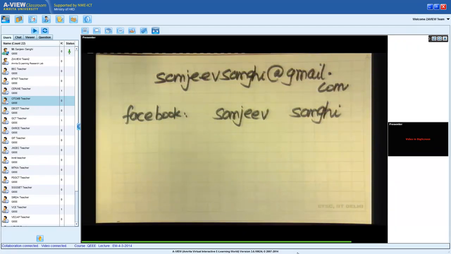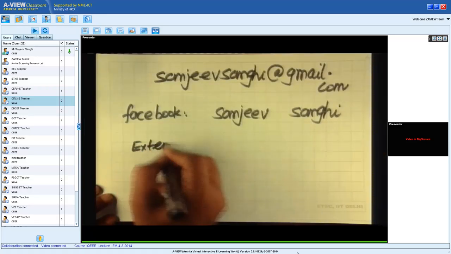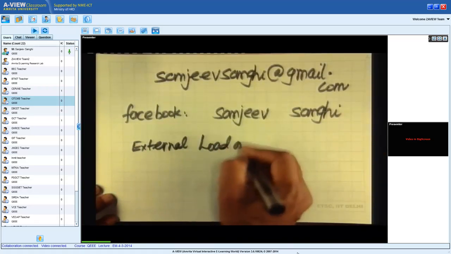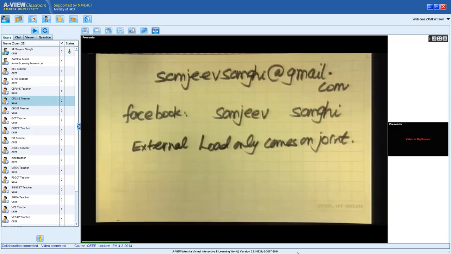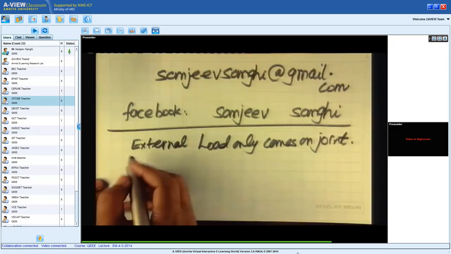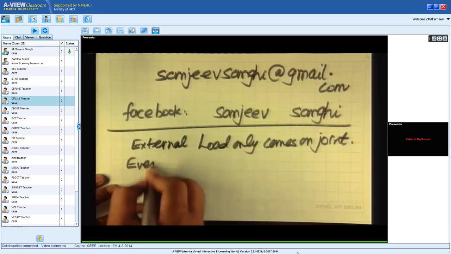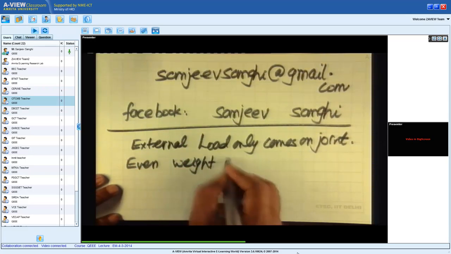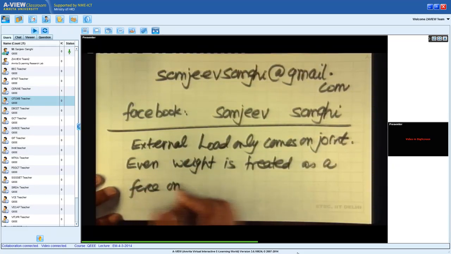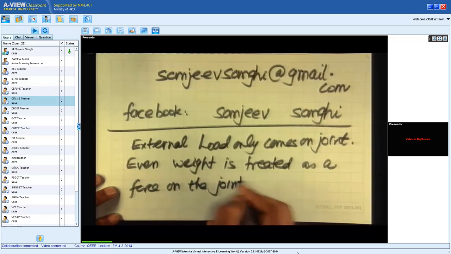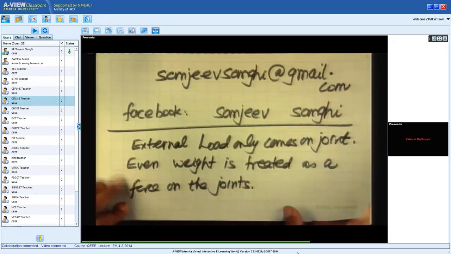Okay, so let's continue our discussion on trusses. So what we have seen is that external loads in a truss will only come on a joint. We have seen external load only comes on a joint, and even weight is treated as a force on the joints. We do not treat weight as a load on the member.